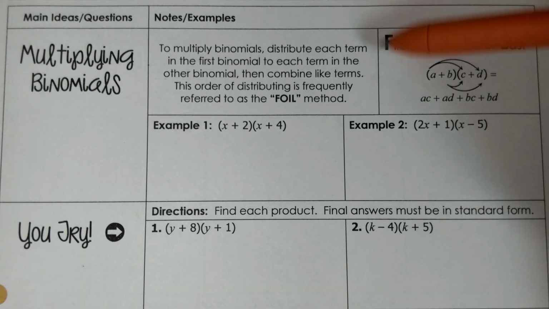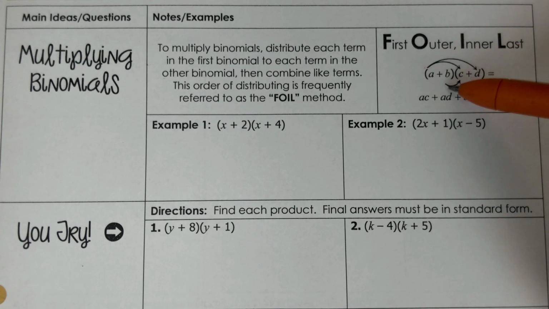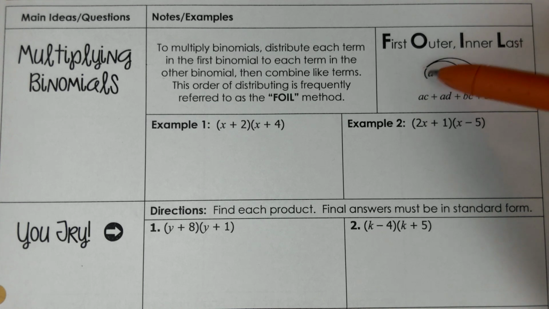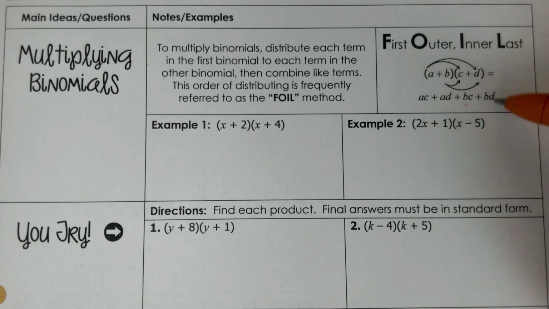FOIL just means we multiply the first together, the outer, the inner, and the last. So basically when you have a binomial like this, you want to take the two first terms and multiply them together, like A and C gets multiplied together. And then the outer terms, the two on the outsides of the binomials, A and D, and multiply them together. And then the inner, B and C, get multiplied together. And then the last ones, B and D, get multiplied together.